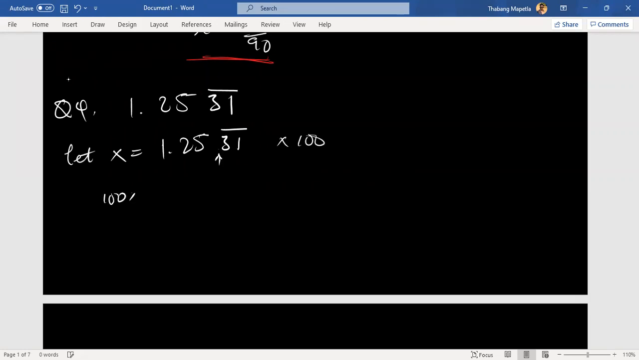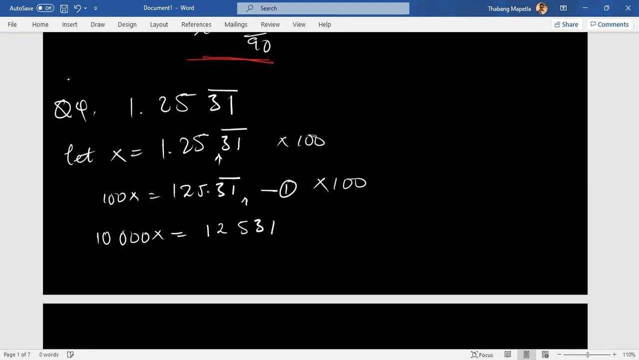So we're going to have 100x equals 125.31 bar, and that is our equation 1. Our major aim is then to have this decimal come after the repeating set, so we multiply by 100 again. 100 times 100 is 10,000, so 10,000x is equivalent to 12,531.31 bar. Now this is our equation 2.